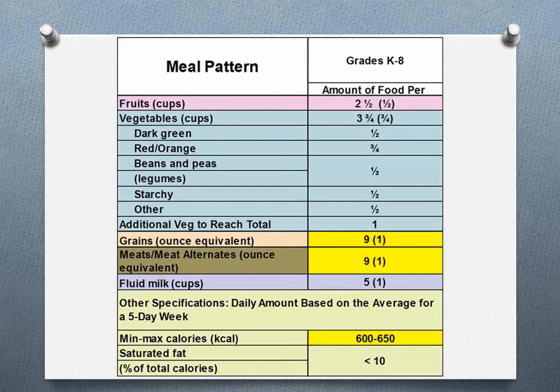However, these highlighted boxes show you the difference where you must focus and have at least no less than 9 grains offered with a 1 ounce equivalent each day, and also for the meat, 9 ounce required with no less than 1 ounce offered per day. And the calorie range is much smaller because of the combination of the 2, so it is 600 to 650.